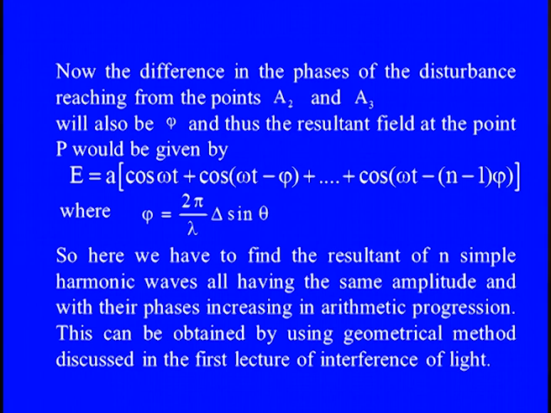A cos omega t plus A cos (omega t minus phi) plus A cos (omega t minus 2 phi) up to plus A cos (omega t minus (n minus 1) phi), where phi is equal to 2 pi by lambda into delta sin theta. So, here we have to find the resultant of n simple harmonic waves, all having the same amplitude and with their phases increasing in arithmetic progression. This can be obtained by using the geometrical method discussed in the first lecture on interference of light.